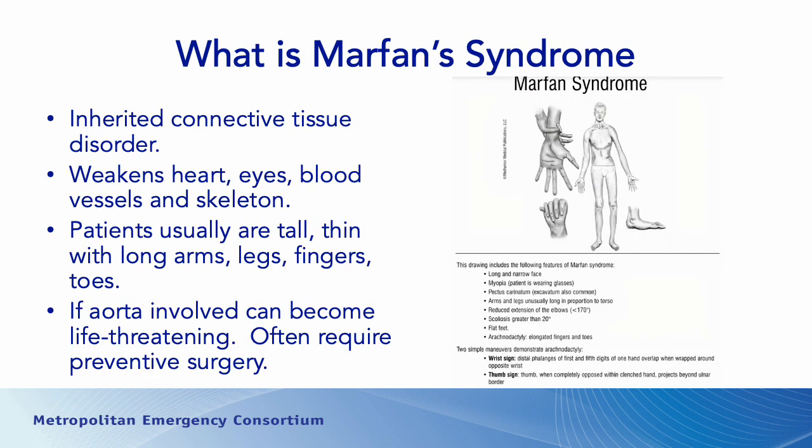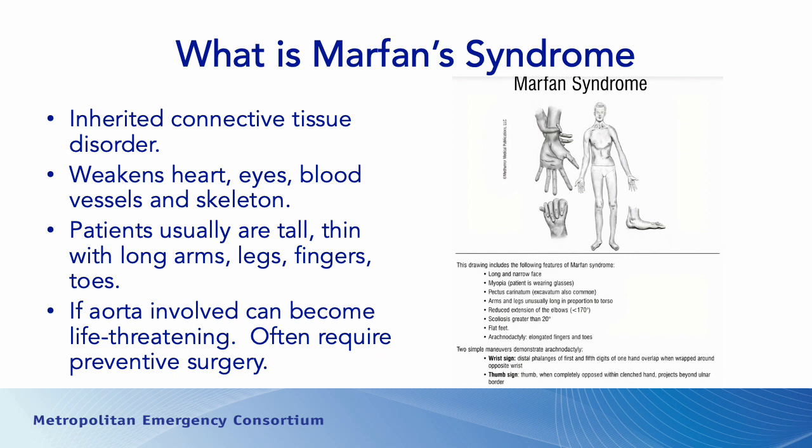So first off, I told you we were going to talk about Marfan's. What is Marfan's? Well, Marfan's is an inherited connective tissue disorder. The connective tissue is just not as strong, and it can affect the heart. It can affect the eyes. The eyes can actually develop lens dislocations because the connective tissue that holds the lens of the eye in place doesn't function properly. It can affect blood vessels and the skeleton.